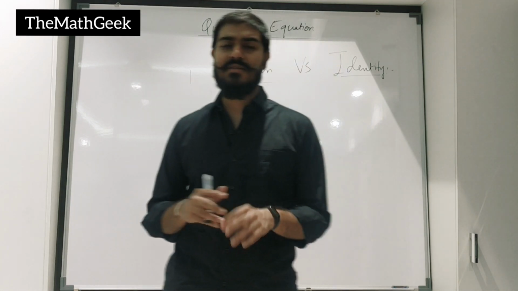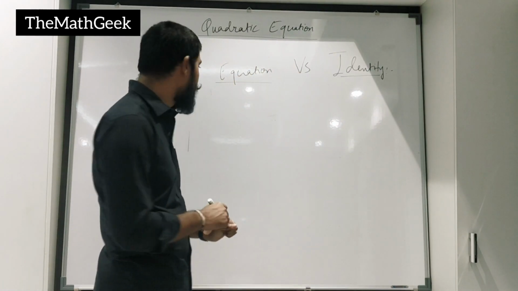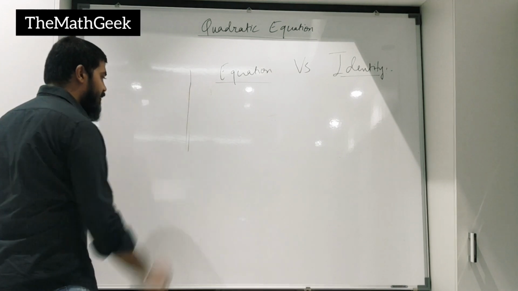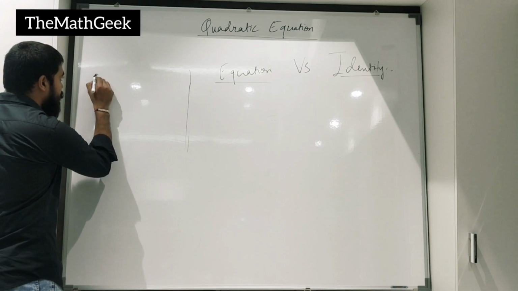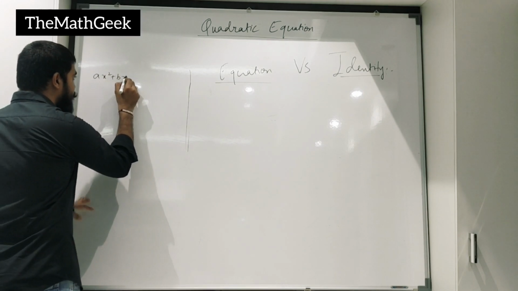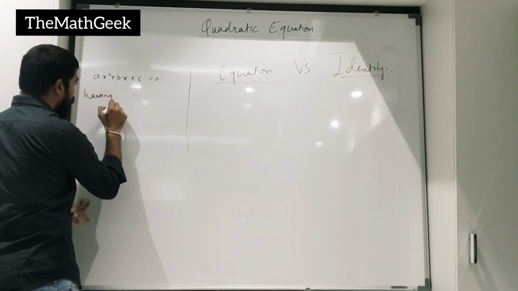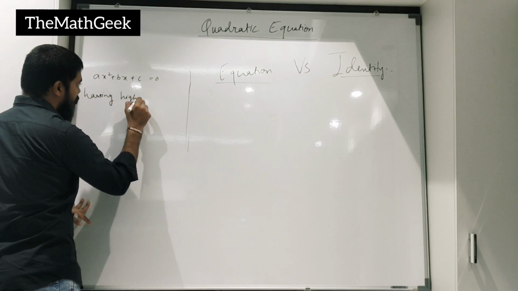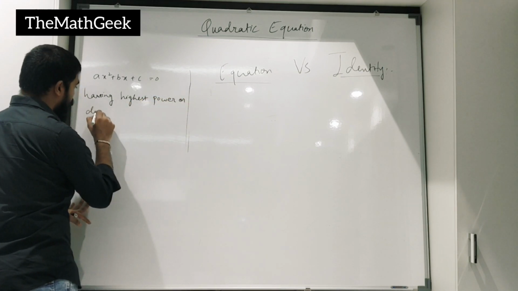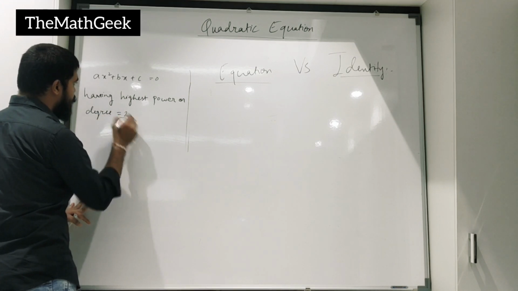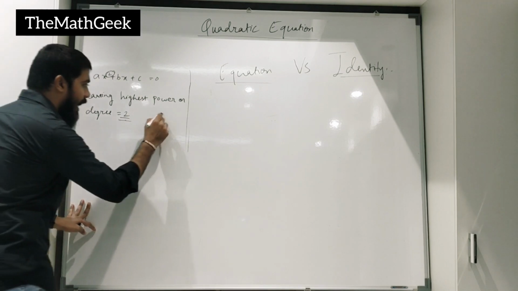Since this is my first video, let's just start with a very basic chapter called quadratic equation. So what does this quadratic equation mean? The basic definition of a quadratic equation goes: any expression ax square plus bx plus c equal to 0 having highest power or degree equal to 2.